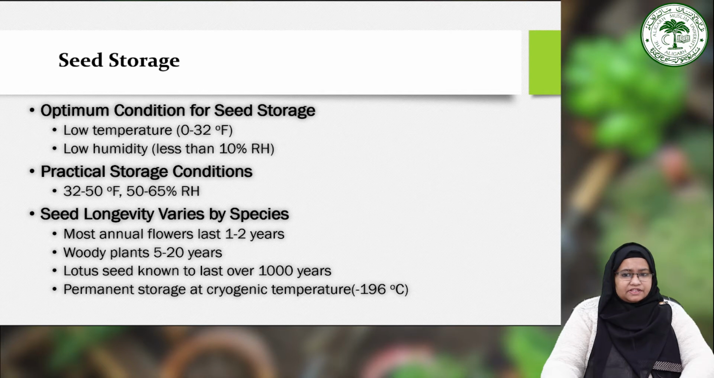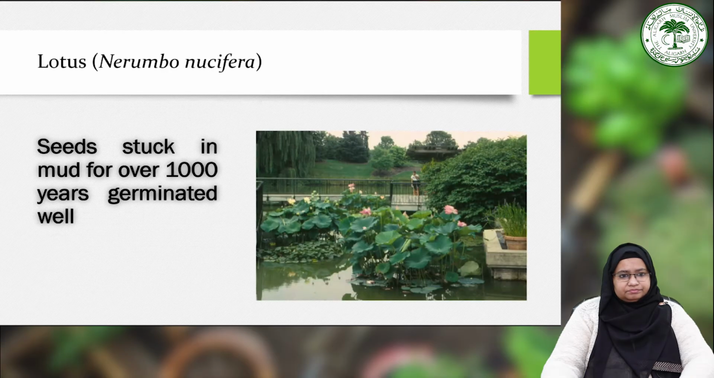With permanent storage at cryogenic temperature, at minus 190 degrees centigrade, we can store seeds for a very long period of time, and this is a method used today for seed storage, known as cryogenic storage or cryo storage of seeds. In this image, you can see seed stuck in mud for over 1000 years that germinated well. These are the seeds of lotus, known as Nelumbo nucifera.